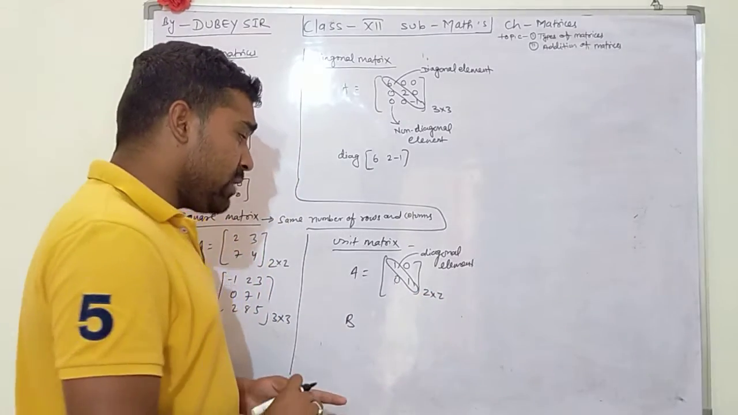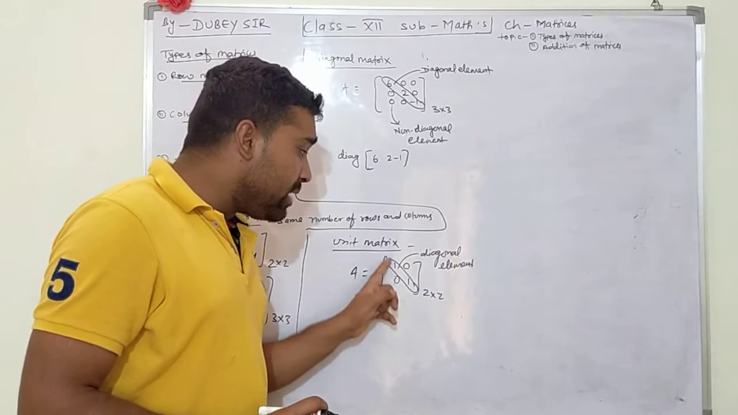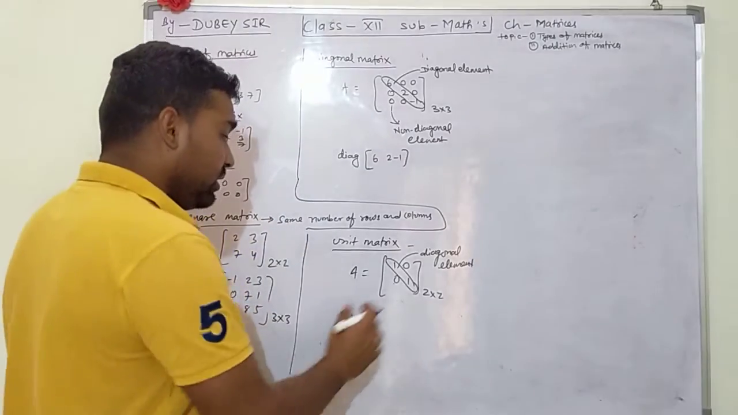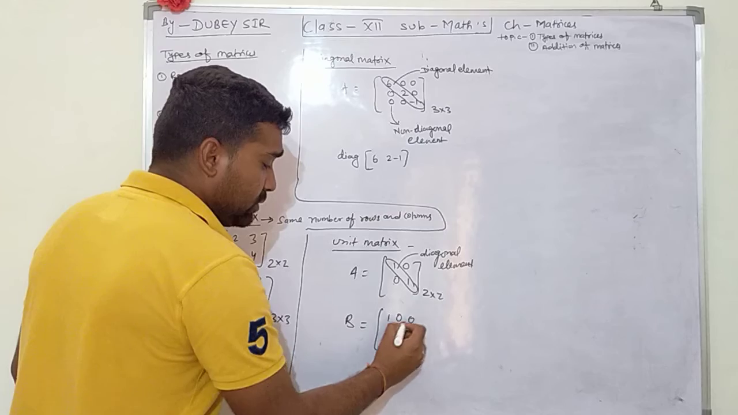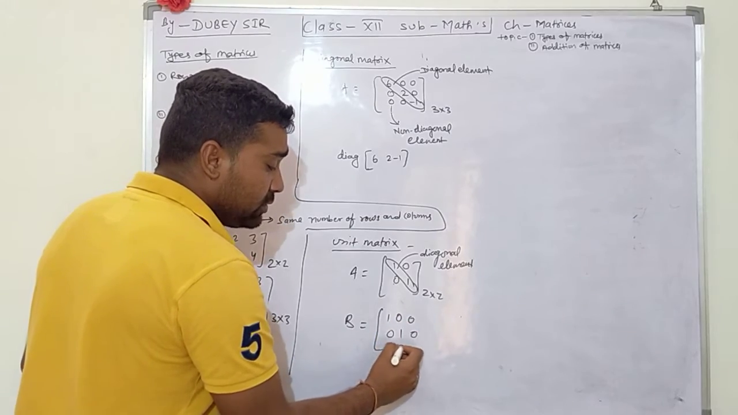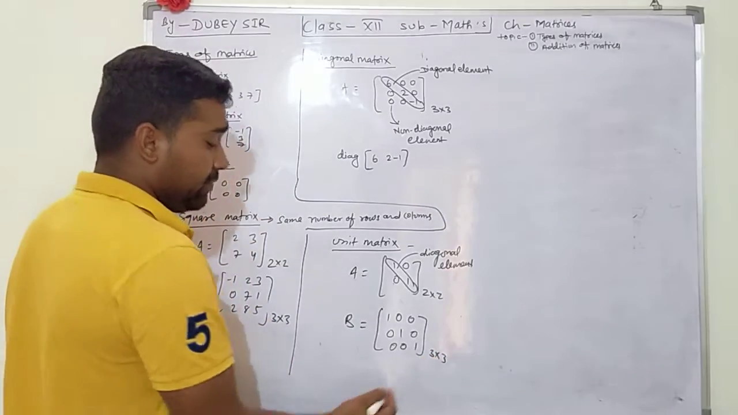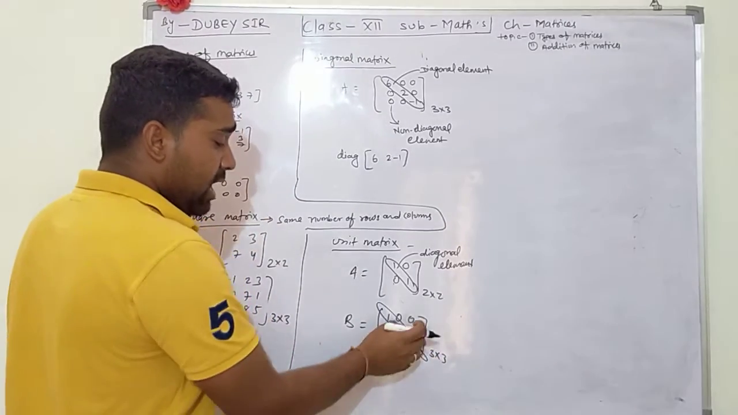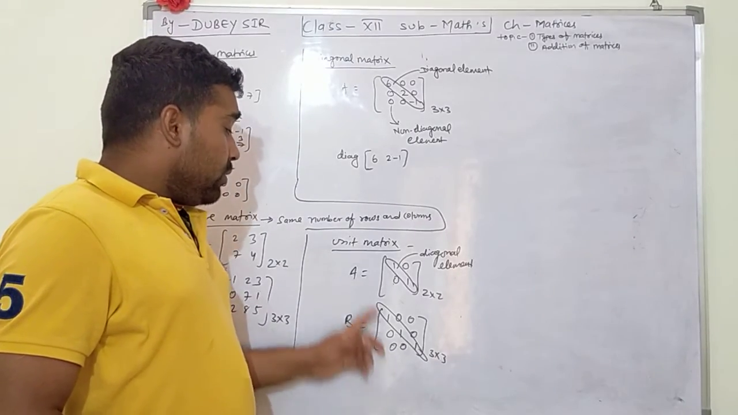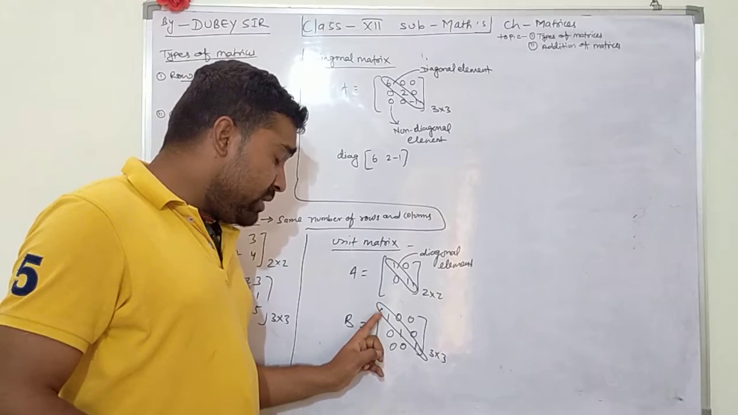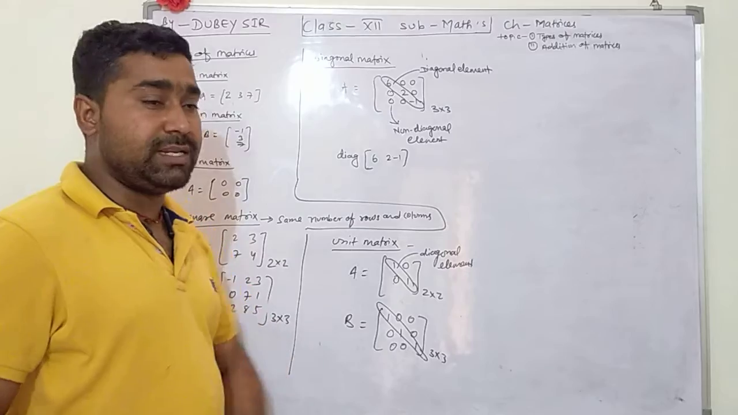What is a unit matrix? A square matrix in which non-diagonal elements are 0 and diagonal elements are 1 is called a unit matrix. This is of order 2 by 2. Another example: 1, 0, 0, 0, 1, 0, 0, 0, 1. This matrix has order 3 by 3. These are diagonal elements, and these zeros are known as non-diagonal elements.